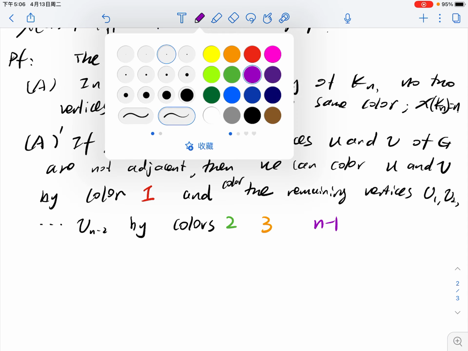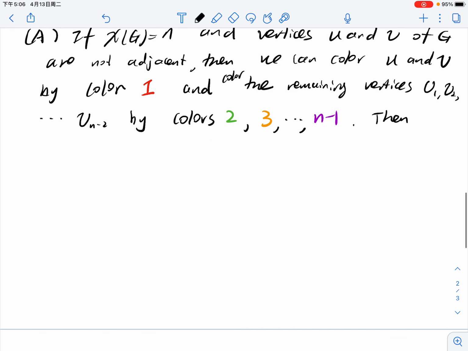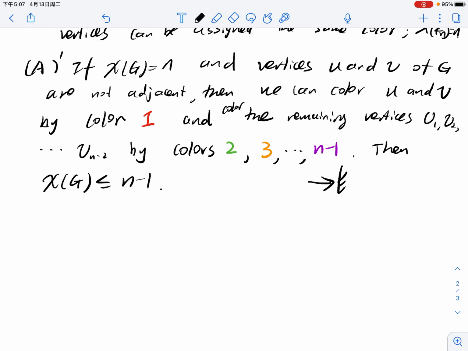n minus 1. Okay, then the chromatic number of G is at most n minus 1, because we already have an n minus 1 coloring of G. This is a contradiction. Okay, therefore, if the chromatic number is the same as the order of the graph, then each pair of vertices have an edge incident with them.